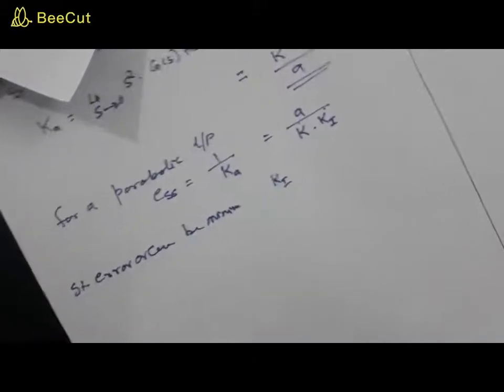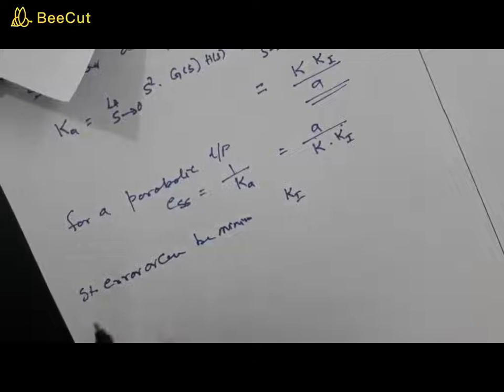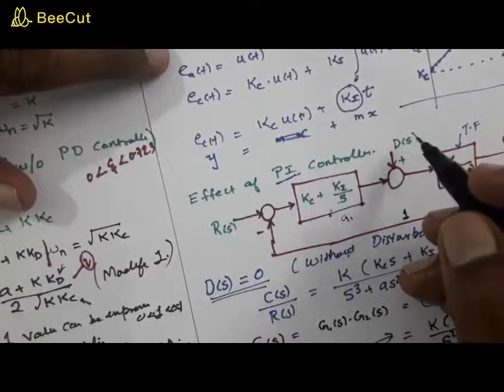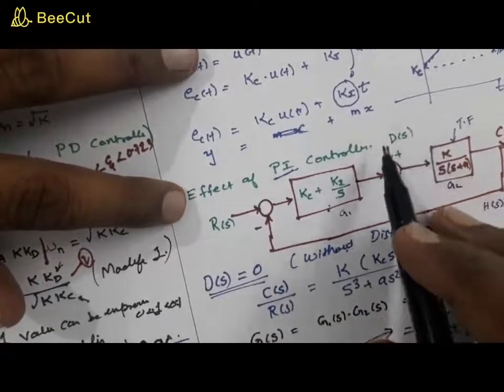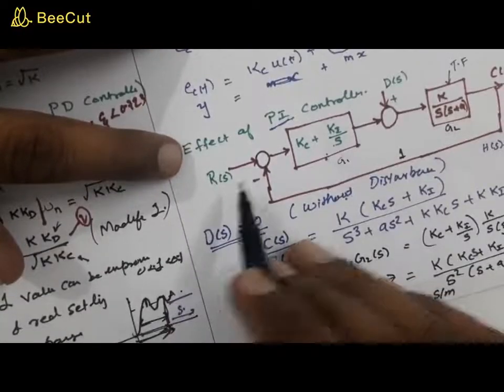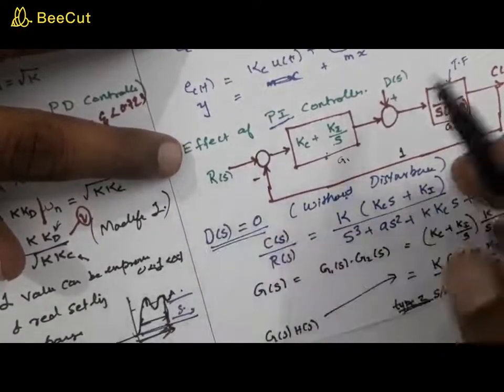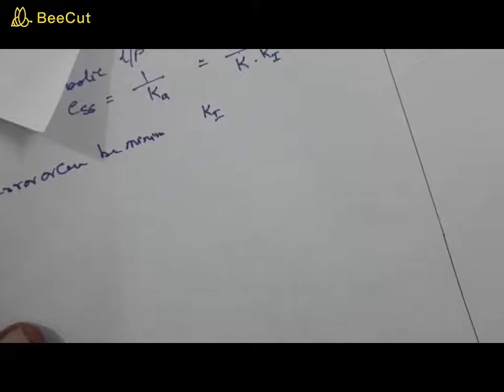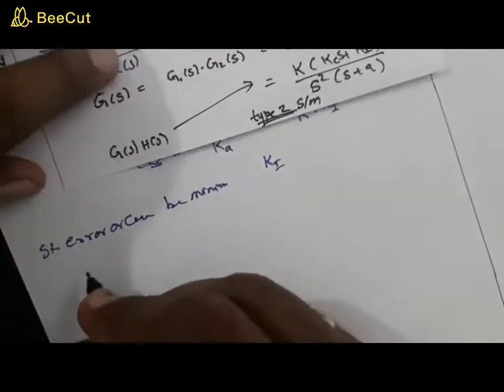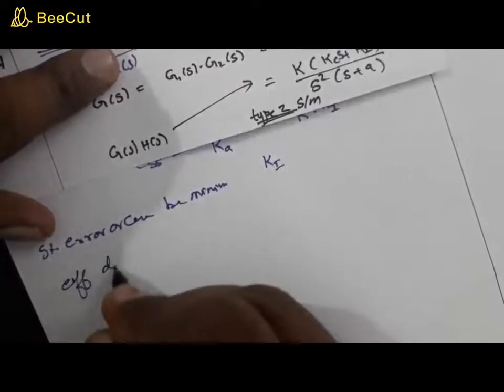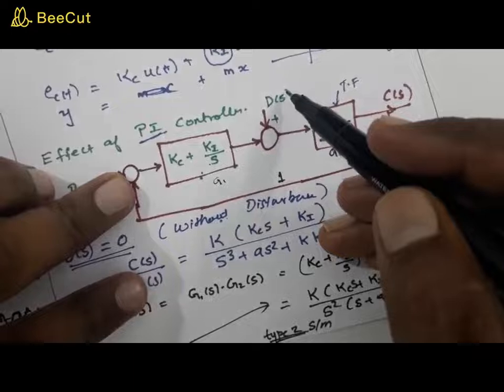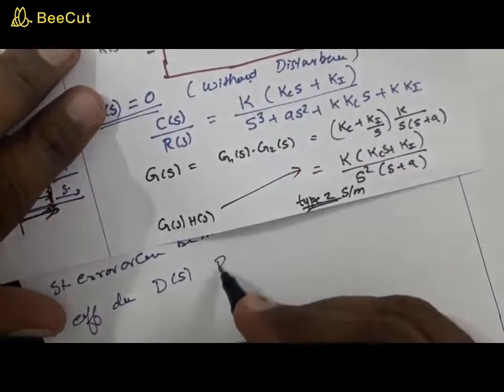Now let us study the effect of disturbance. Here in this figure, we have just assumed D(s) to be 0. Now we are going to study the impact of D(s). For that, we will make R(s) to 0 and consider only the effect of D(s), and that is next. When you make R(s) to 0 to study the effect due to disturbance, you are considering this D(s) while putting R(s) to 0.